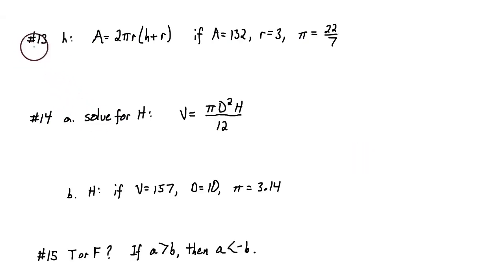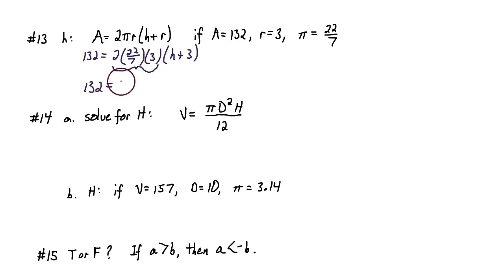Number 13, let's solve for the letter h if we're given values for the other letters. Capital A, fill in 132. For pi, fill in 22 over 7. For r, fill in 3. And for r, again, 3. We have three numbers all being multiplied to the binomial h plus 3. Let's multiply these three numbers together to get it as a single value. 2 times 22 times 3 is 132 sevenths. And that gets multiplied to h plus 3.